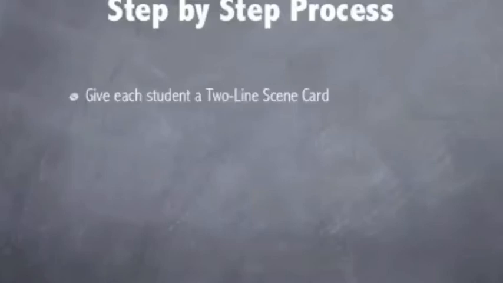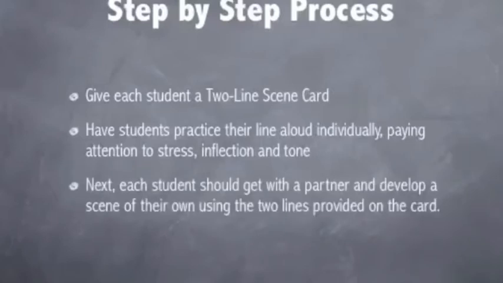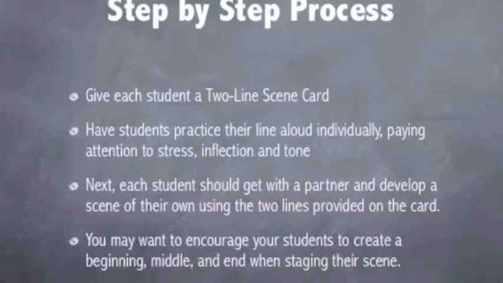Here's a step-by-step process on how to use 2-line scene cards in your classroom. First, give each student a 2-line scene card. Have students practice their line aloud individually, paying attention to stress, inflection, and tone. Next, each student should get with a partner and develop a scene of their own using the 2 lines provided on the card. You may want to encourage your students to create a beginning, middle, and end when staging their scene. Here are a couple examples of 2-line scene cards in action.